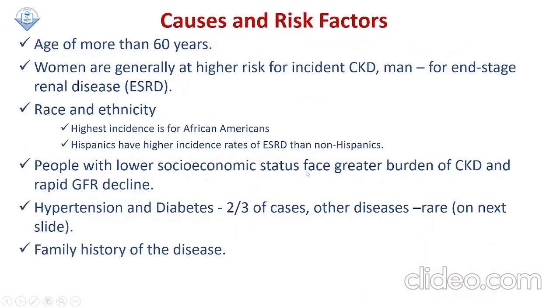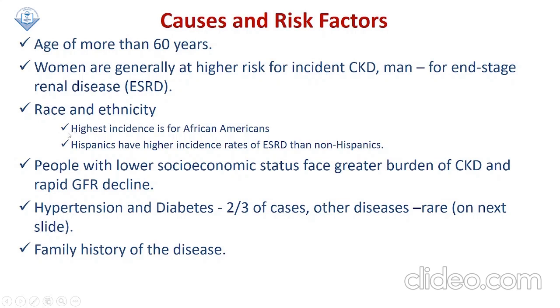And now let's talk about causes and risk factors for chronic kidney disease. First of all, it's age more than 60 years, because elderly categories are more predisposed to this problem. Second, it's gender. Generally, women are at higher risk for incident chronic kidney disease, whereas men are more predisposed to end-stage renal disease. Then we have some racial and ethnic minorities which are more predisposed to this.